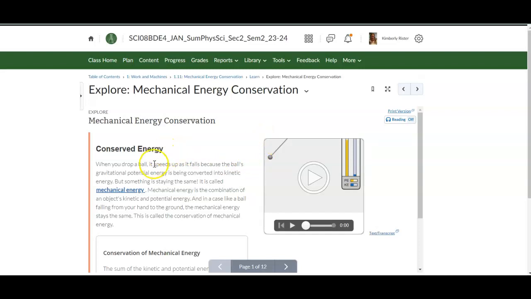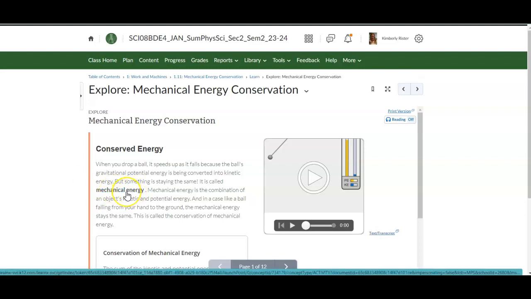So you can see we have a lot of things going on here. When you drop a ball, it speeds up as it falls because the ball's gravitational potential energy is being converted into kinetic energy. But something is staying the same, and that is called mechanical energy. Mechanical energy is the combination of an object's kinetic and potential energy. And in a case like a ball falling from your hand to the ground, the mechanical energy stays the same. This is called the conservation of mechanical energy.